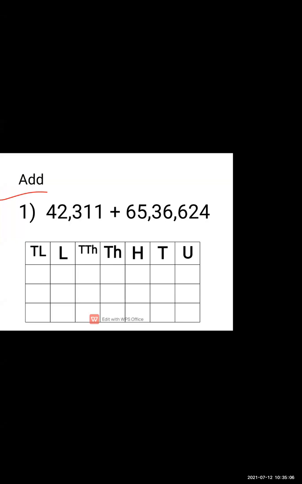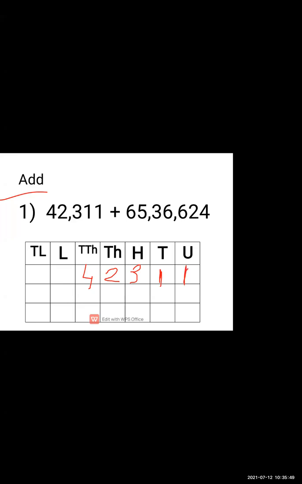Now first, what is the number? That is 42,311. For 42,311, 4 is at which place? 10,000 place. So you will write 4 here. After that, 2 is at the 1000 place, so you will write 2 here. 3 is at the 100 place, so you will write 3 at the 100 place. 1 is at the 10 place, so you will write 1 in the 10 column, and again 1 is at the unit place, so you will write 1 at the unit place.